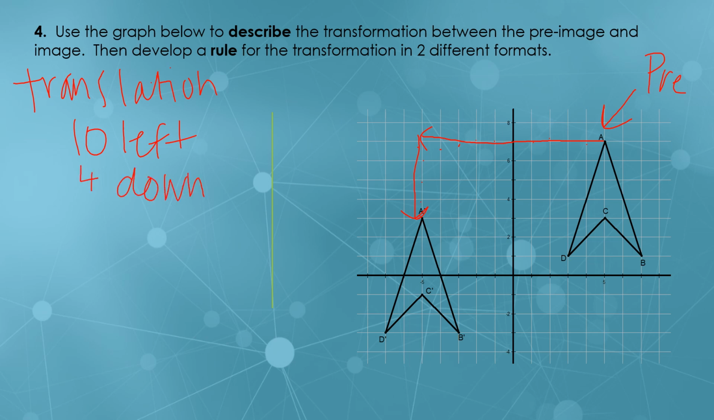So there's your description. Your rule in coordinate notation. Because you are going left 10, that's going to be X minus 10. And because you're going down 4, Y minus 4. In shorthand notation, nice big capital T, subscript of -10, comma, and then that K is -4.